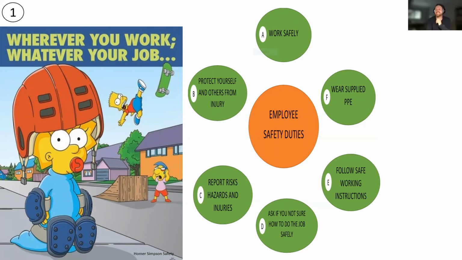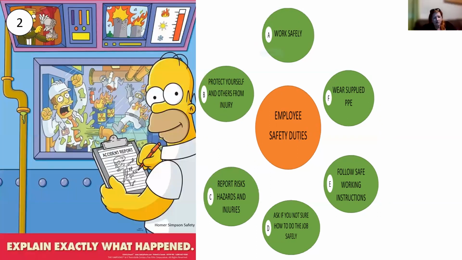Okay, so we'll go on to the next one. So we know what that one is. It's where supplied PPE. That's F, isn't it? We got 1, 2, 3, 4, 5, 6. That's correct. So our second, up in the top corner, you can see the slide number, and there are our bubble numbers, letters.